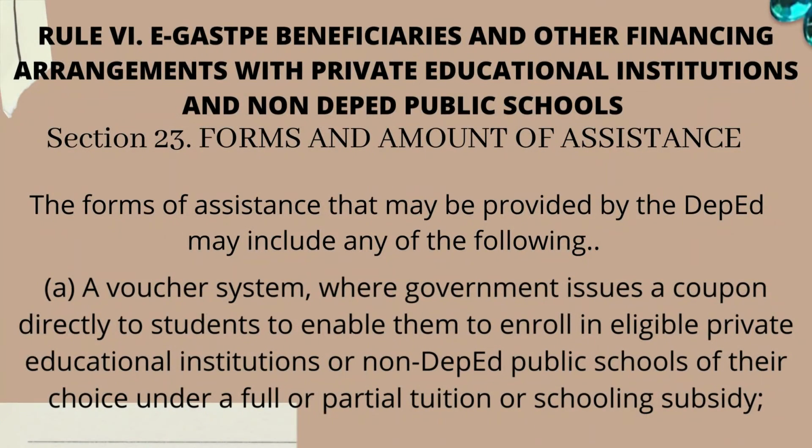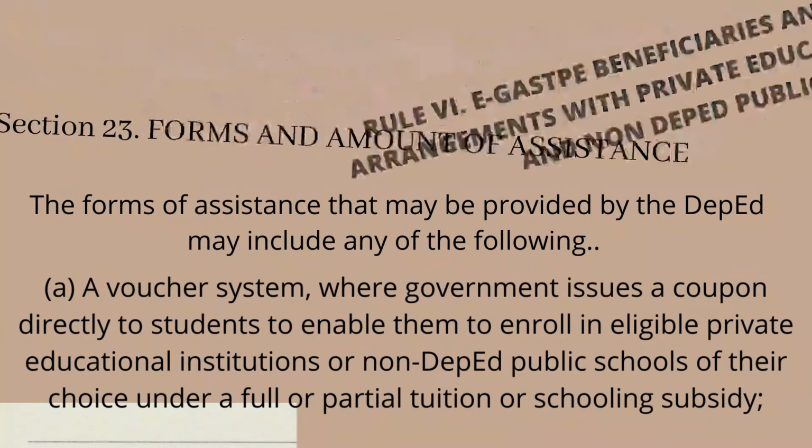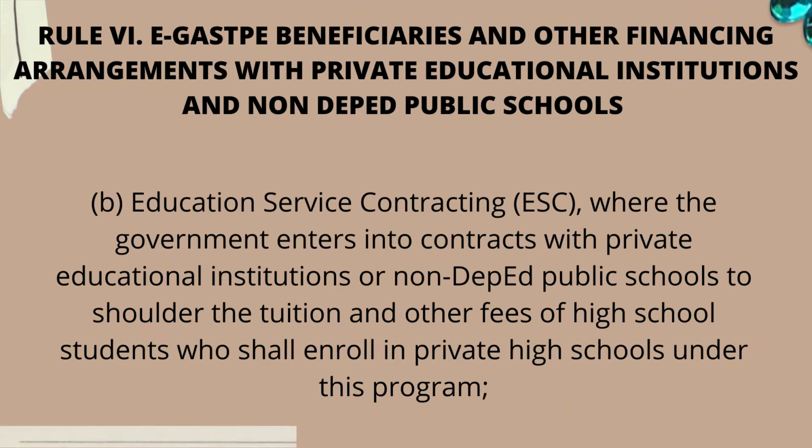Section 23. Forms and amount of assistance. The forms of assistance that may be provided by the DepEd may include any of the following: A voucher system where government issues a coupon directly to students to enable them to enroll in eligible private educational institutions or non-DepEd public schools of their choice under a full or partial tuition subsidy. Education service contracting where the government enters into contracts with private educational institutions or non-DepEd public schools to shoulder the tuition and other fees of high school students who shall enroll in private high schools under this program.